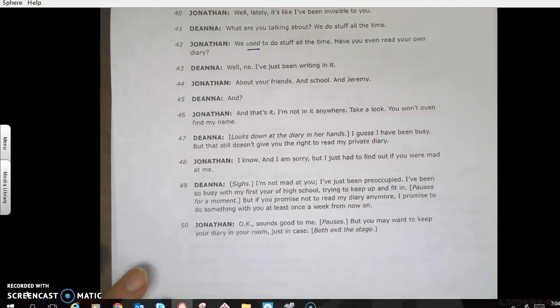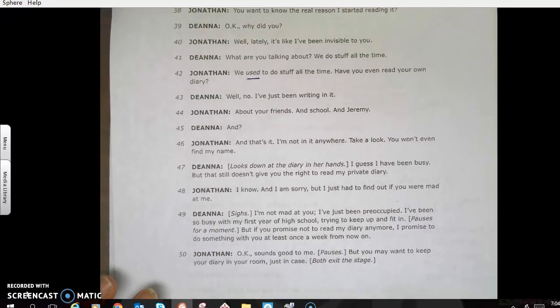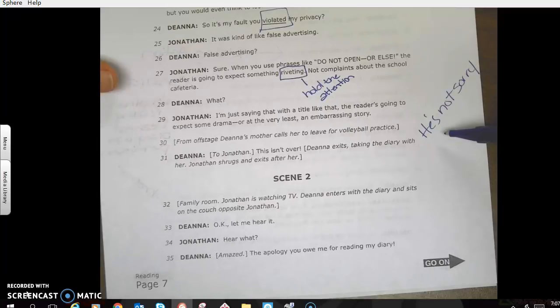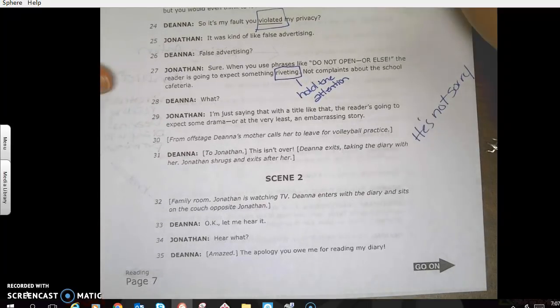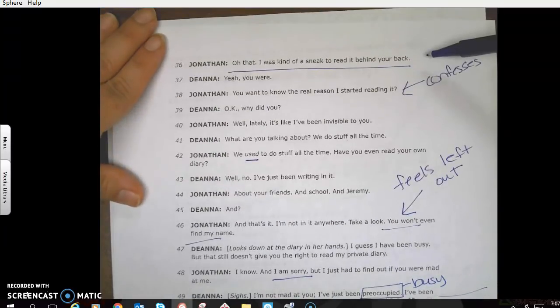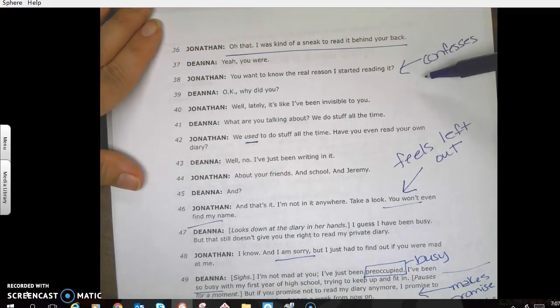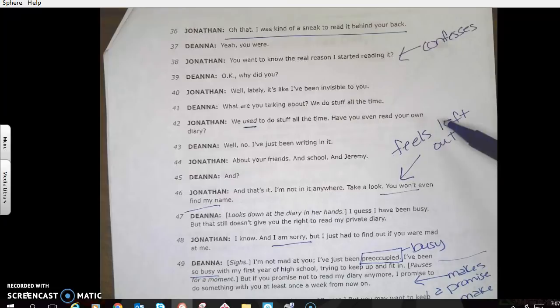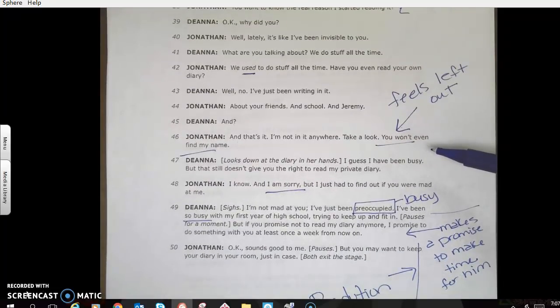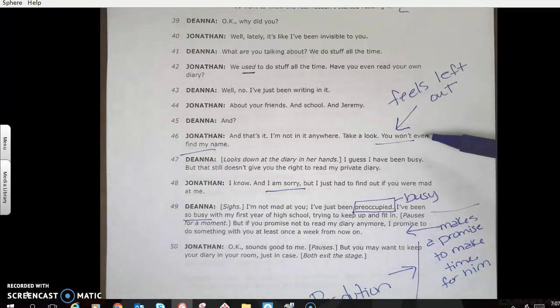Okay, so go ahead back and just kind of make notes in scene 2, how things have changed. So you should have noted that the change in scenery really is a change in the way that they're feeling towards each other. He admits that he was wrong. I was kind of a sneak. He confesses the reason why he's been reading her diary is because he feels left out. He says he needed to know if she was mad at him because they used to do things and now they don't anymore. He is the little brother.